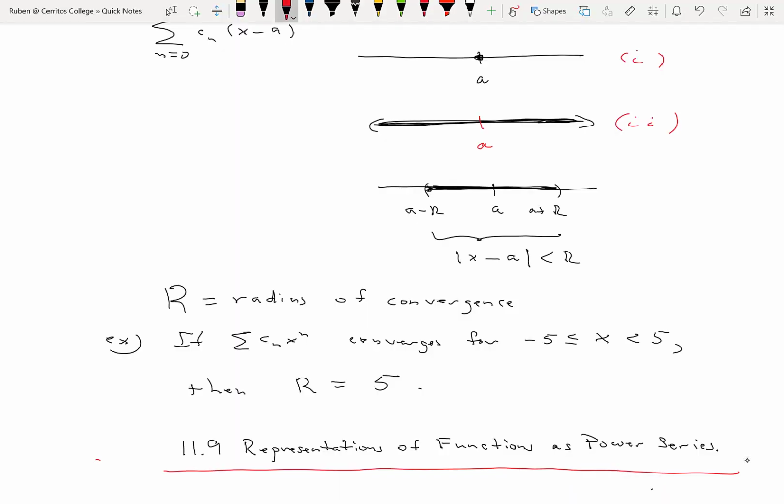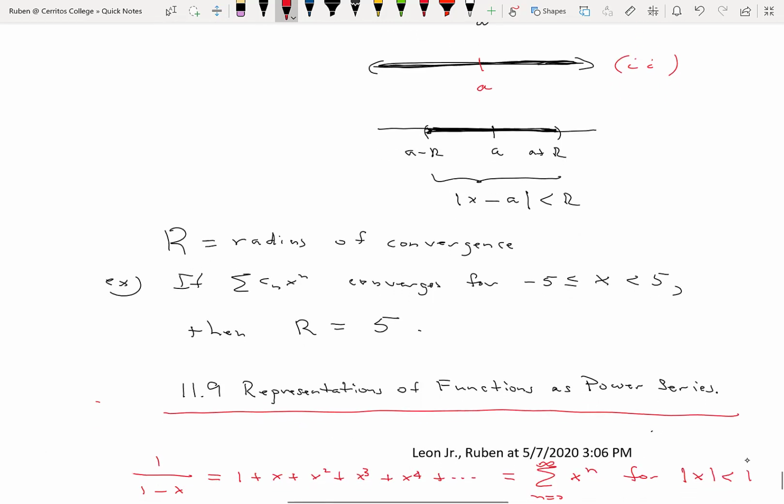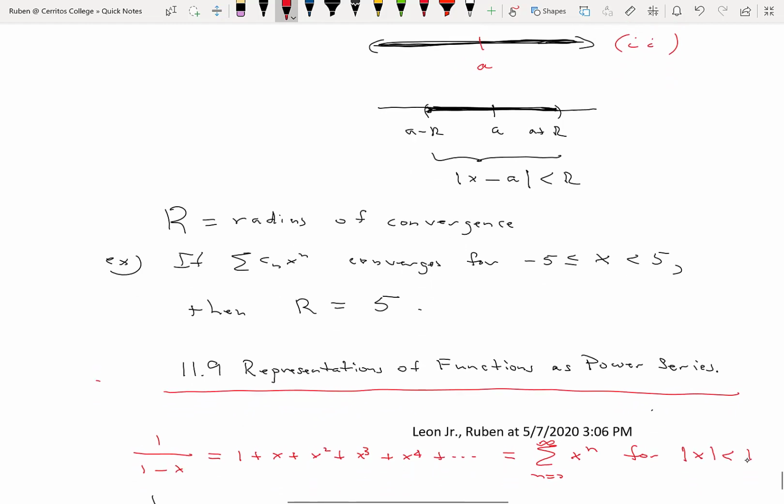Okay, so 11.9, representation of functions as power series. So why have power series at all? Why would we have a power series, 1 over 1 minus x equals 1 plus x plus x squared plus x cubed plus x to the fourth, etc., equals the sum of x to the n, n goes from 0 to infinity? Why would we take a function 1 over 1 minus x and rewrite it as a sum of powers in a restricted interval for x between -1 and 1?